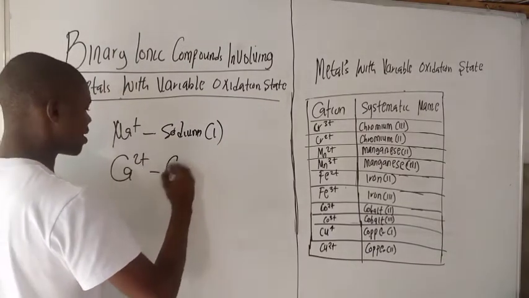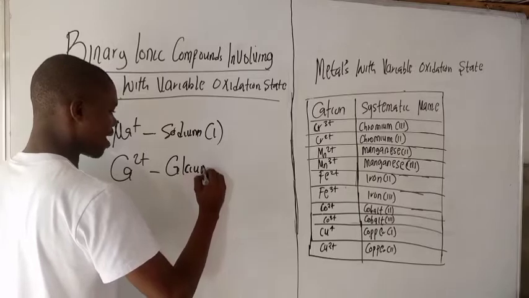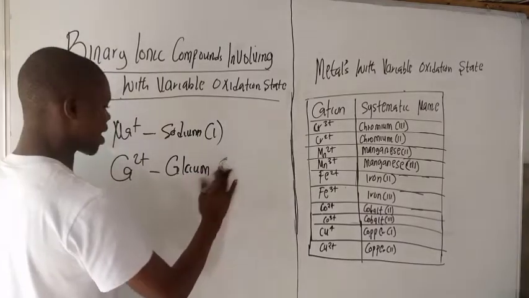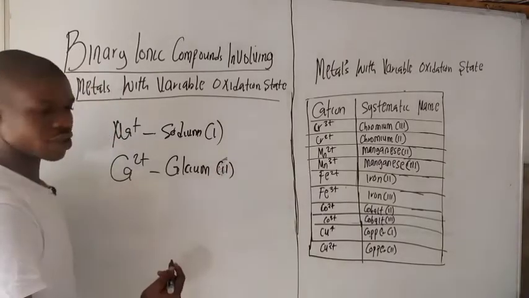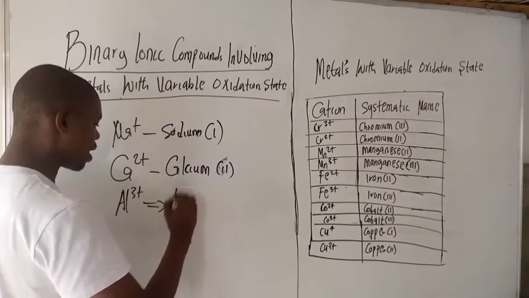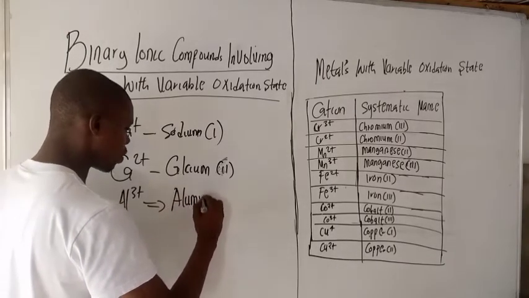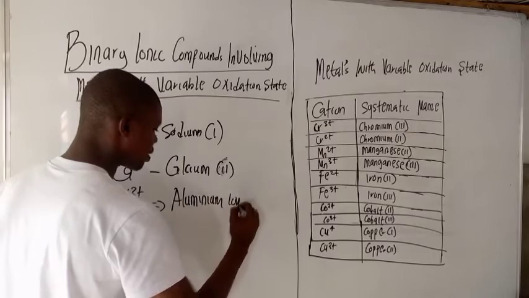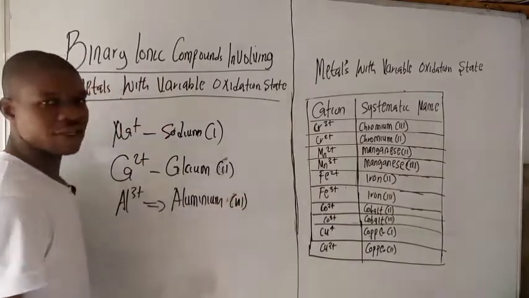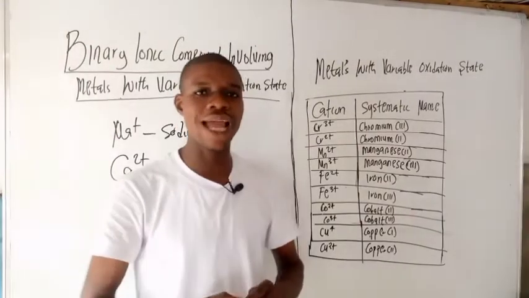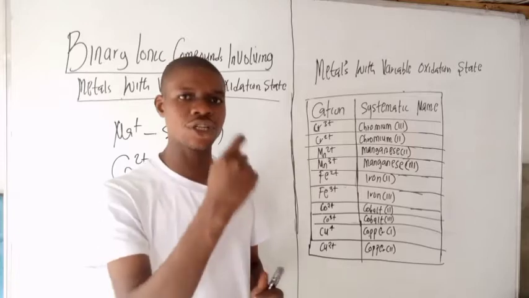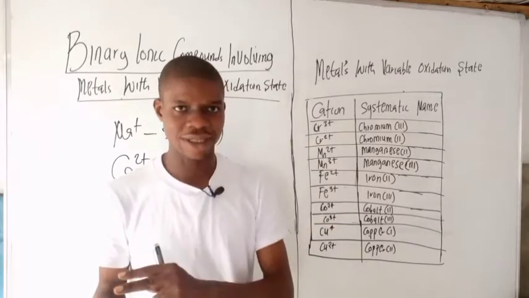Ca2+ can only be called calcium ion. You will not see anywhere where you say calcium(II). Do you understand? Like aluminium here, Al3+, can only be called aluminium ion. You cannot write aluminium(III). Do you know the reason why? Because aluminium only has a single oxidation state, which is +3. It loses 3 electrons to obtain the octet.